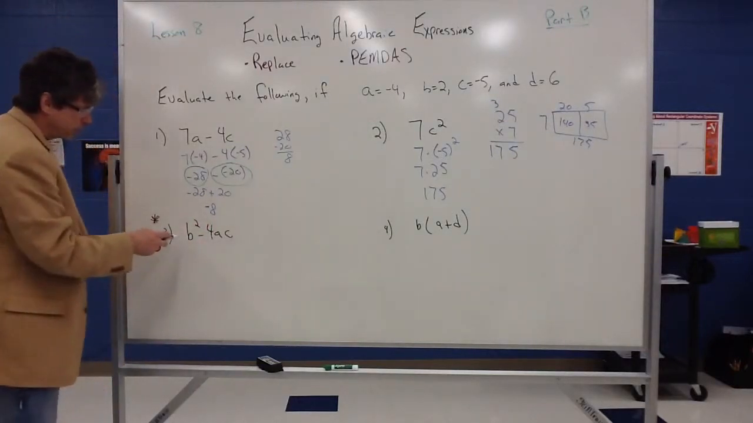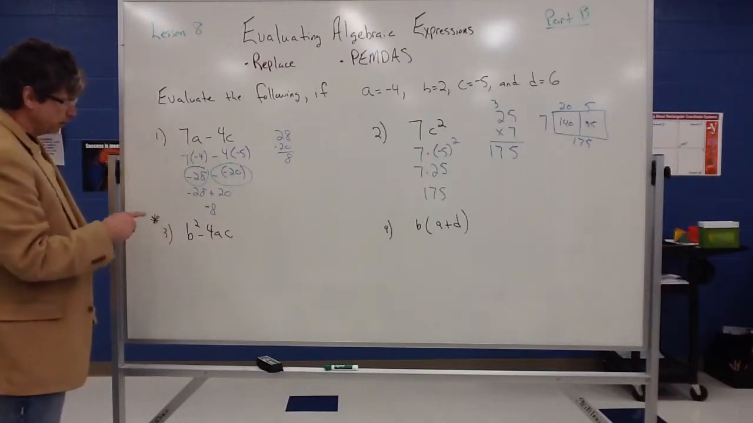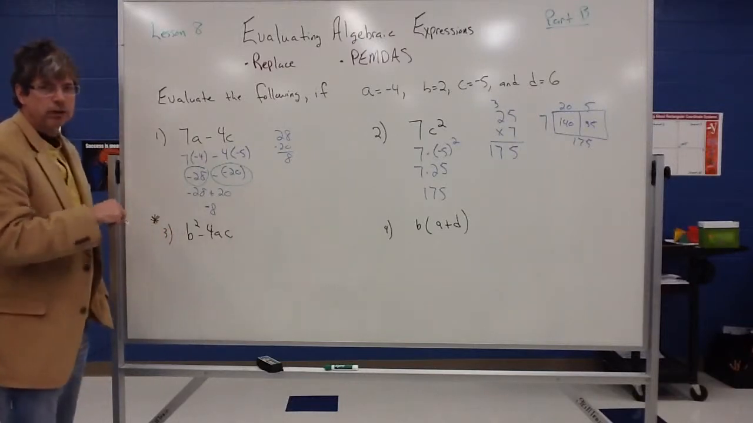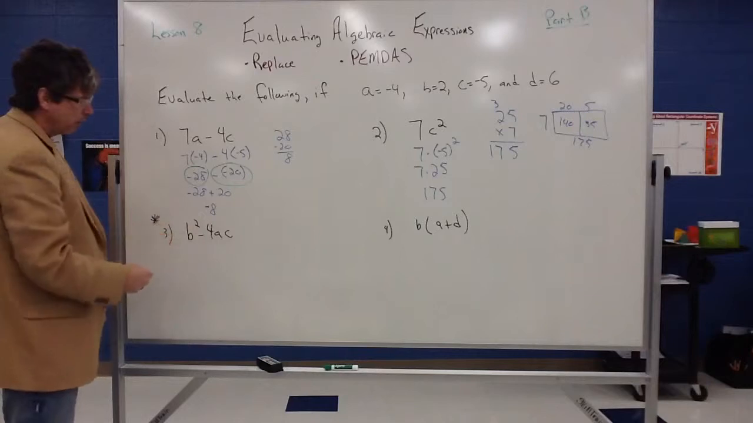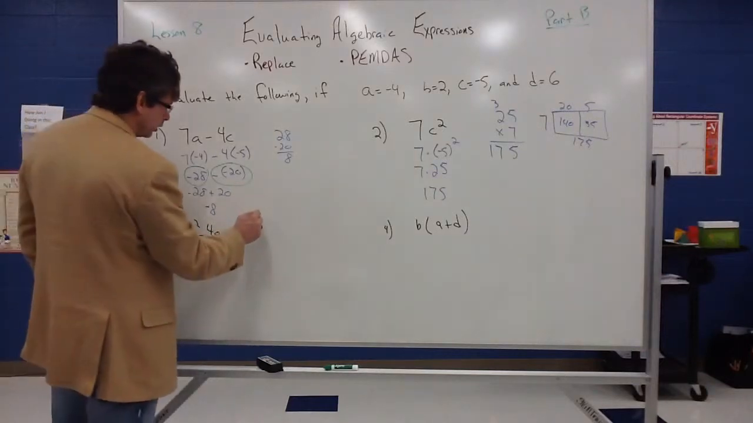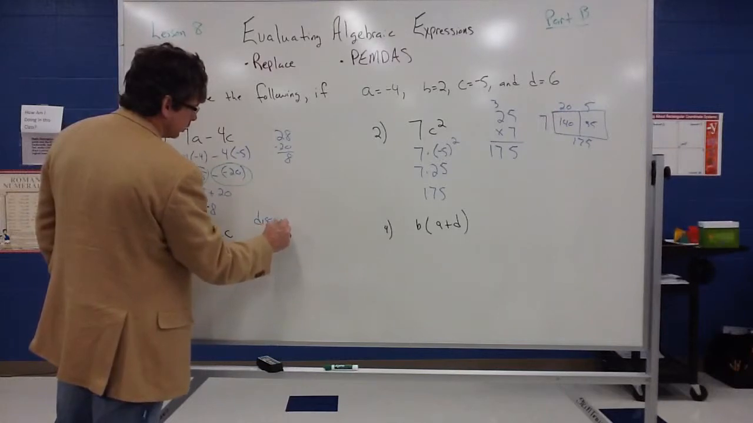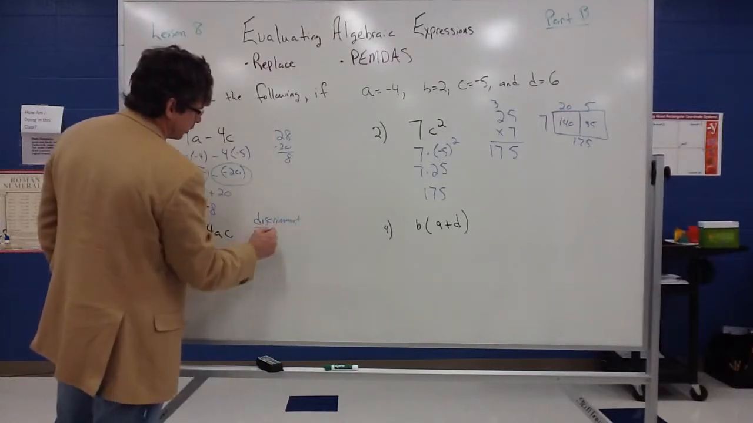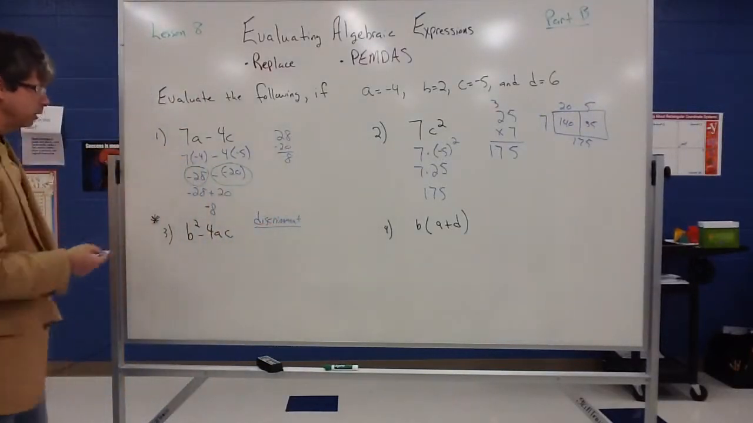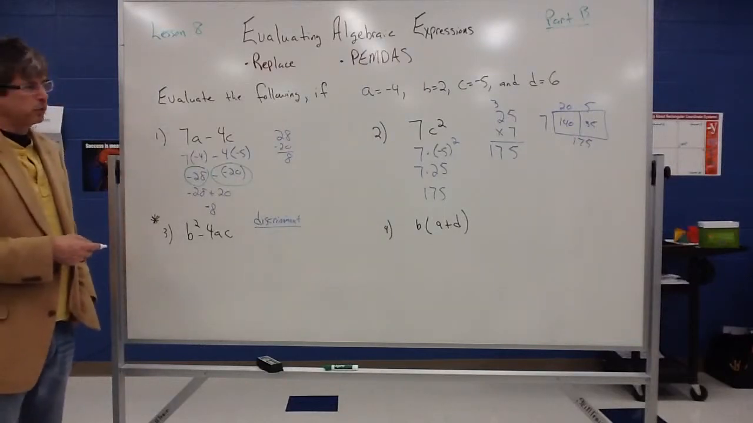Number 3, we have this expression b squared minus 4ac. You'll actually see this quite often in algebra. This is called the discriminant. Later on you'll come across that in our math. That's called the discriminant. But right now, this is just going to be an algebraic expression to us.